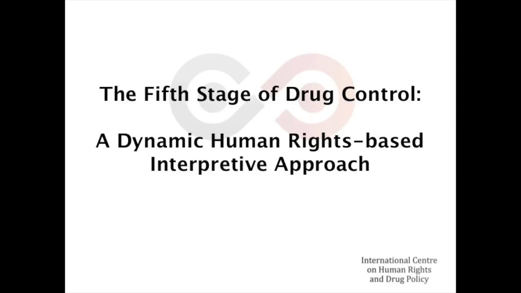So I conclude by looking at what a fifth stage of drug control might look like in terms of interpretive bodies, looking at some examples from national jurisprudence or some international bodies where I think we can, in a small way, begin to see examples of this dynamic human rights-based interpretive approach at play. And I'd be happy to talk about some of those if we have time.